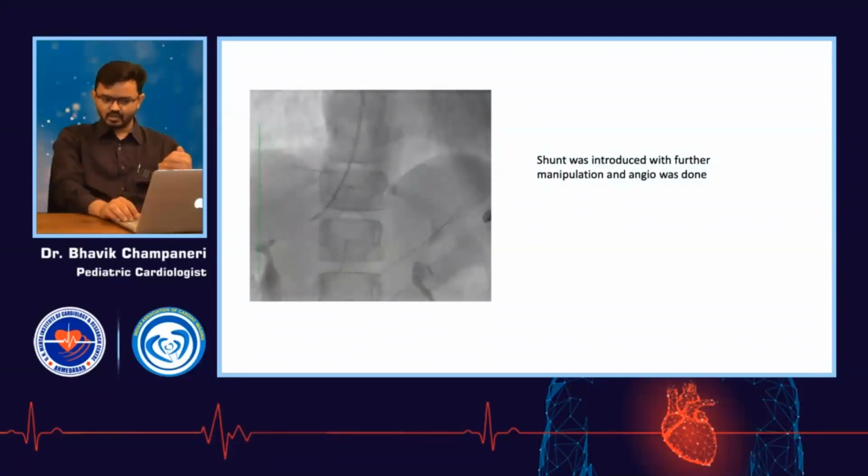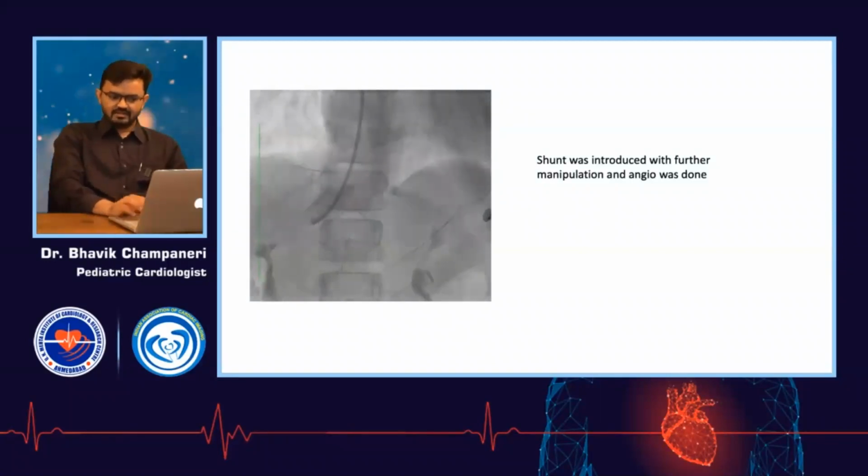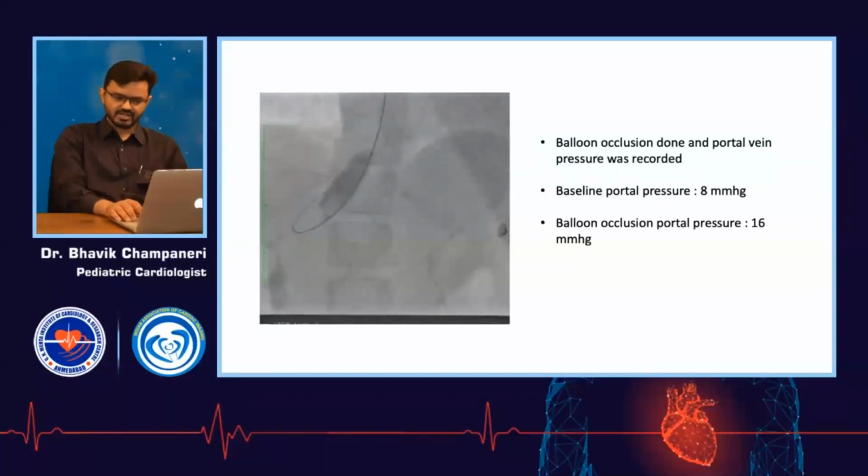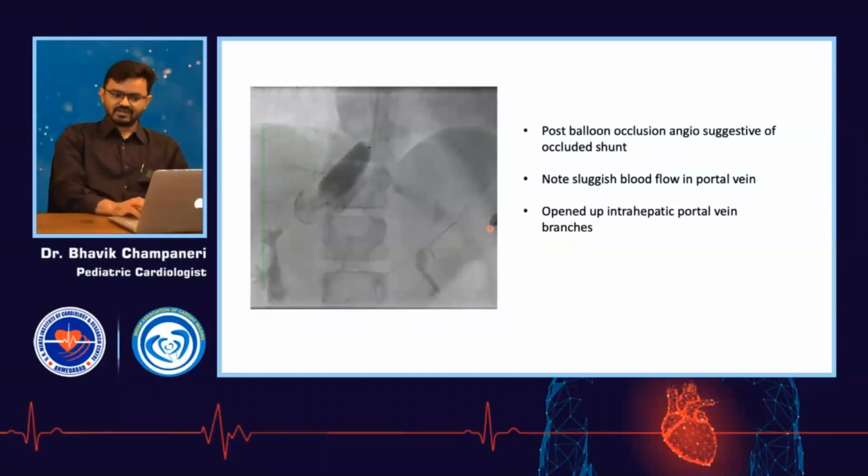So I will go through further steps. In the same patient, balloon occlusion was done and portal venous pressure was measured. Portal venous pressure was 8 millimeter mercury at baseline. It increased to 16 millimeter mercury, which was in the range where we can close this defect or shunt. So again, after occlusion, the ductus venosus angio was done, and here you can see the portal venous branches have opened up again. That is important to note.